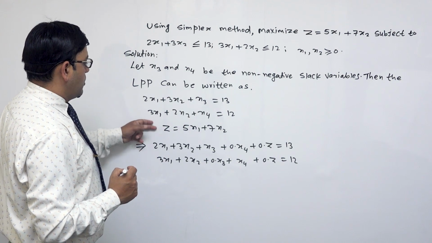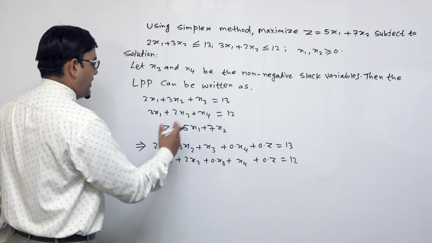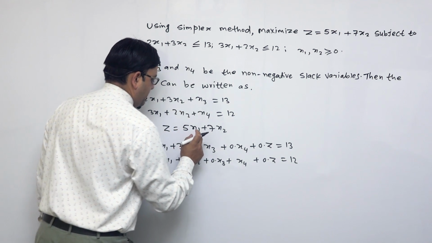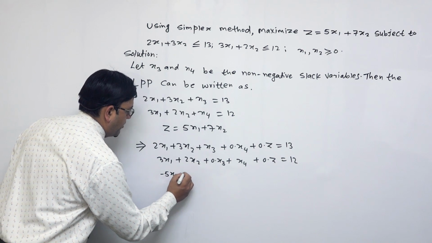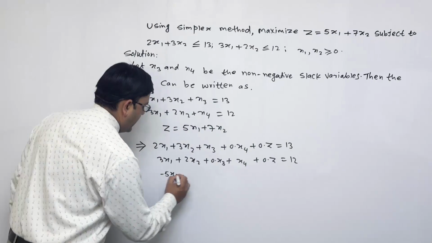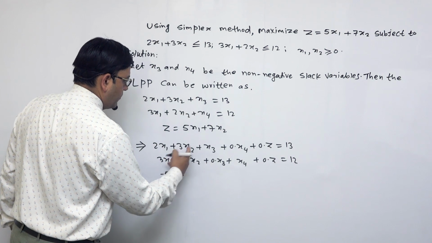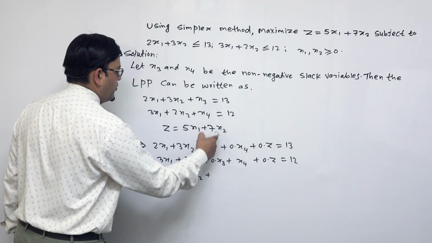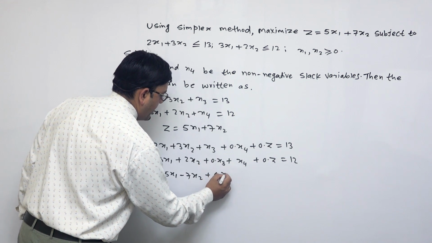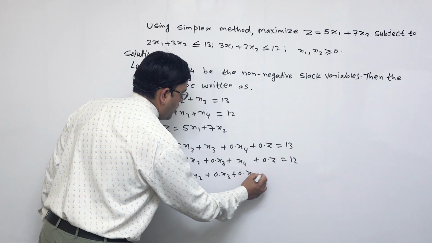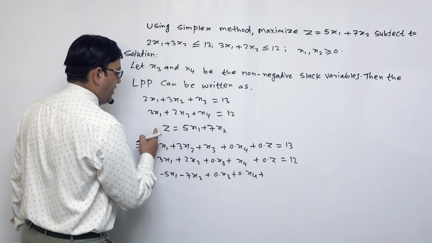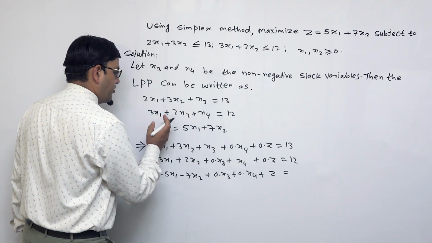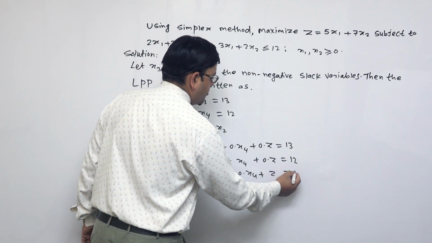Similarly, we have to write this also, but here 5x1 + 7x2 is on the RHS side. If we bring this to the LHS side, minus 5x1 minus 7x2, plus 0 times x3 plus 0 times x4 plus z is equal to 0, since we have brought everything to the LHS side.